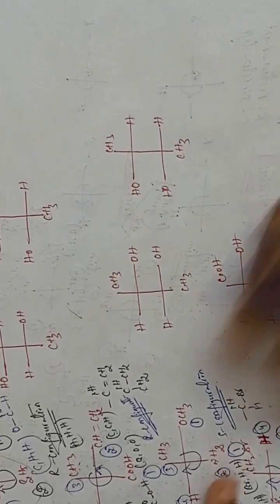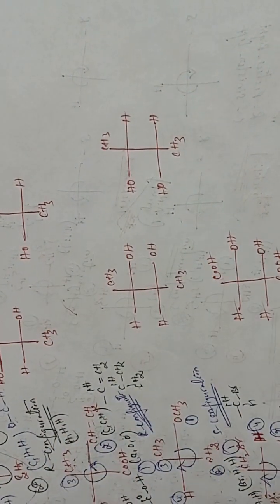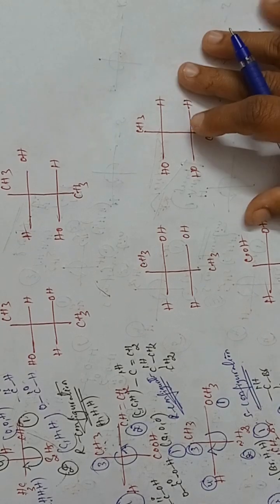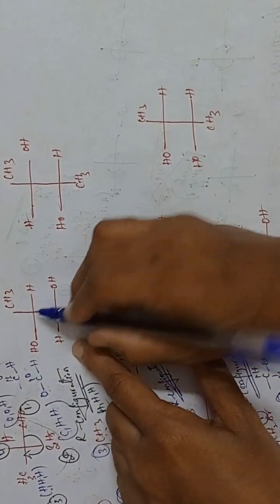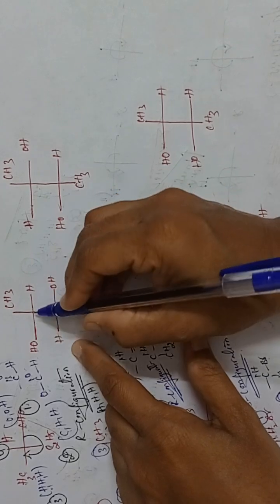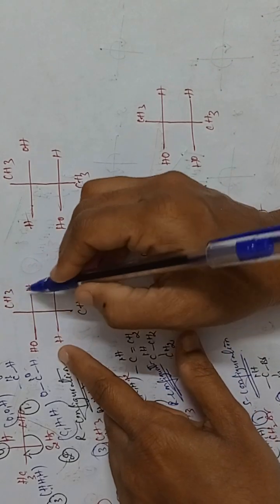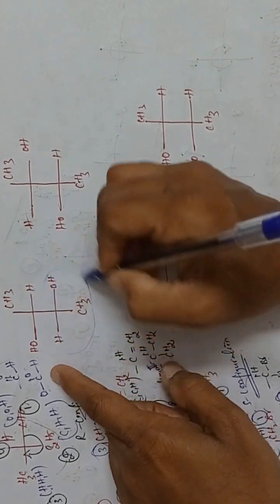Now see here, all these examples had one chiral carbon, students. Now see here, 2 chiral carbon atoms are there. Here is a chiral carbon, this is the chiral carbon. Understanding? This is the chiral carbon. OH, CH3, H, and the fourth one is this group.